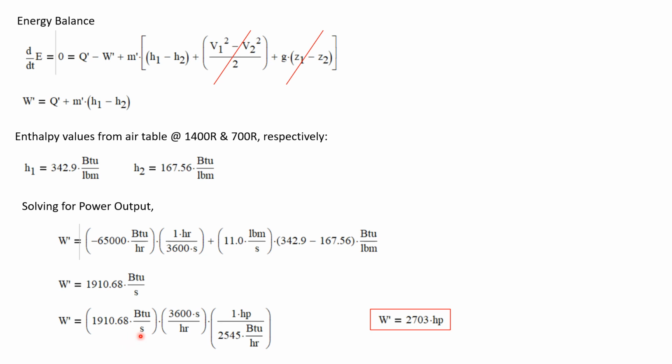So I'm going to convert seconds to hours. There's 3,600 seconds in an hour. And there's 2545 BTUs per hour in a horsepower. Calculate that the power output of this turbine is surprisingly large at 2703 horsepower.